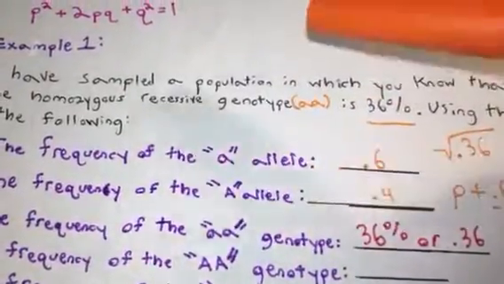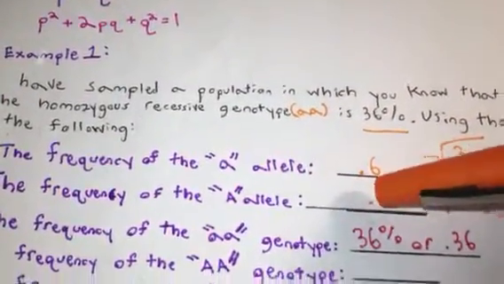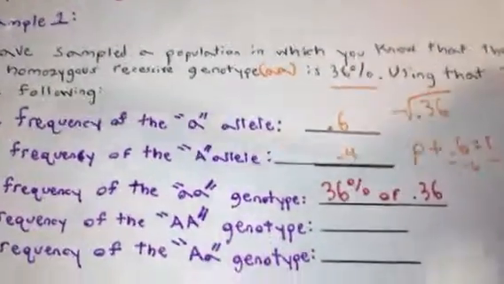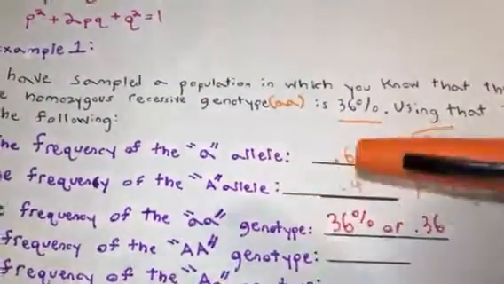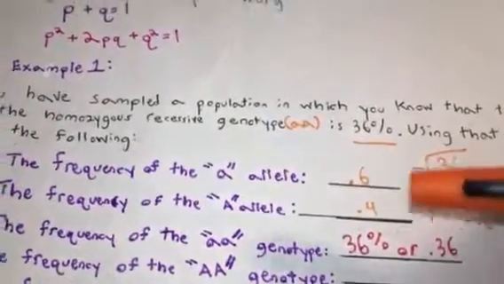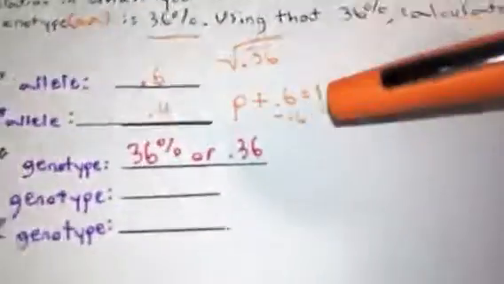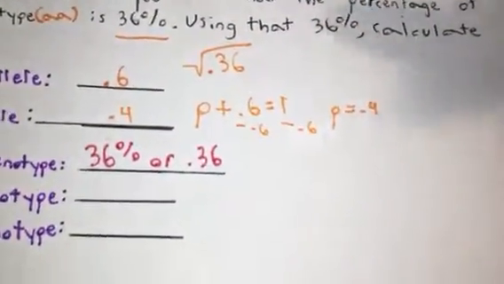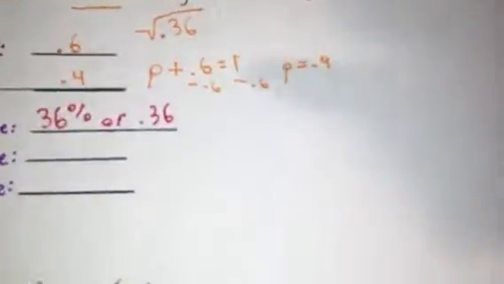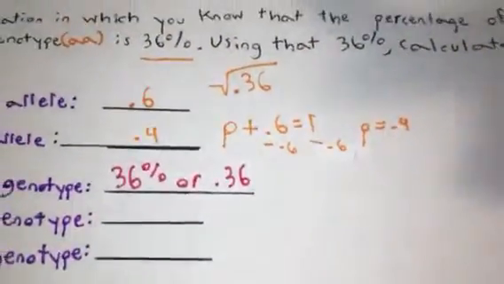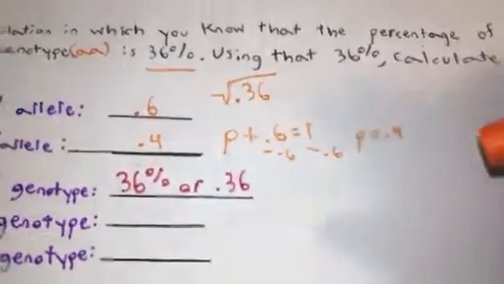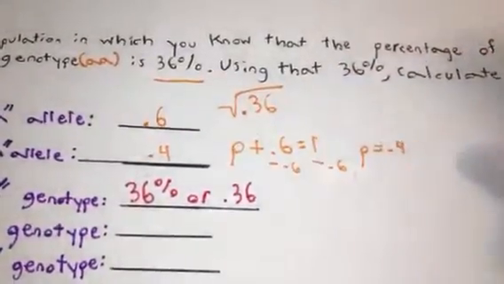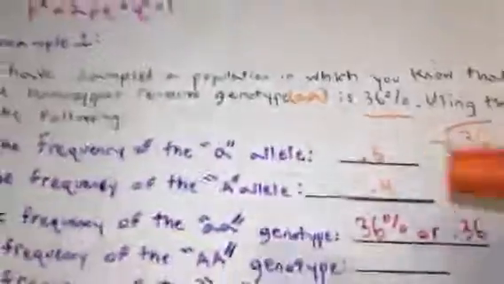So you need to find out what p is equal to. The question asks for the capital A allele, but we know that means they're asking for p. So you know that p plus q equals 1. If you rewrite this equation and plug in the 0.6, it's p plus 0.6 equals 1. This is a normal algebra equation where all you have to do is subtract the 0.6 over, and you get p equals 0.4. So you know that answer.